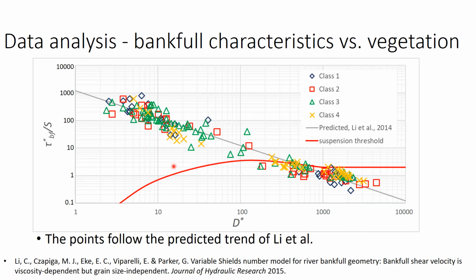This figure shows 176 river points with different colors according to the vegetation classification. The green line shows the relation of Li et al. for estimating the Shields number. It can be seen that the points follow the trend well. But can the vegetation explain the scatter of the points?